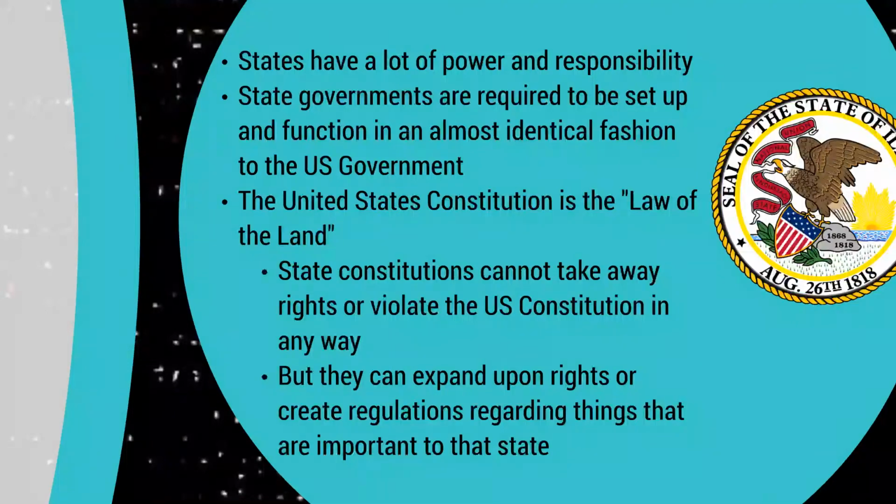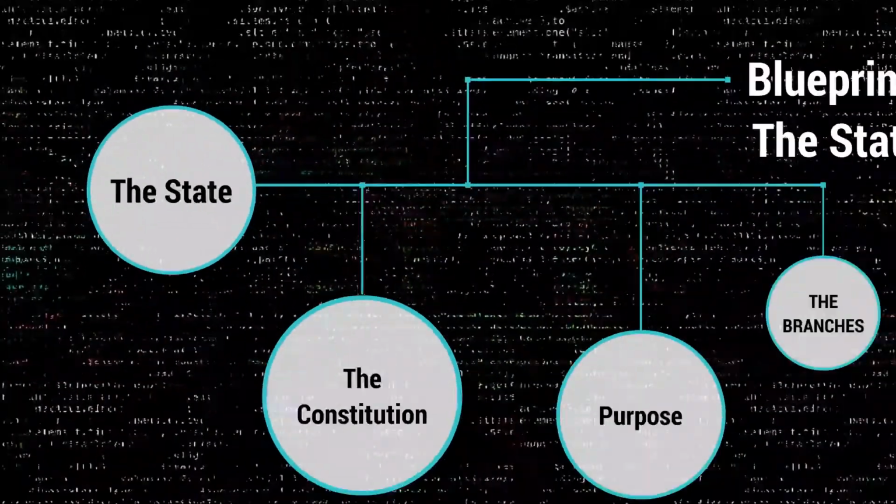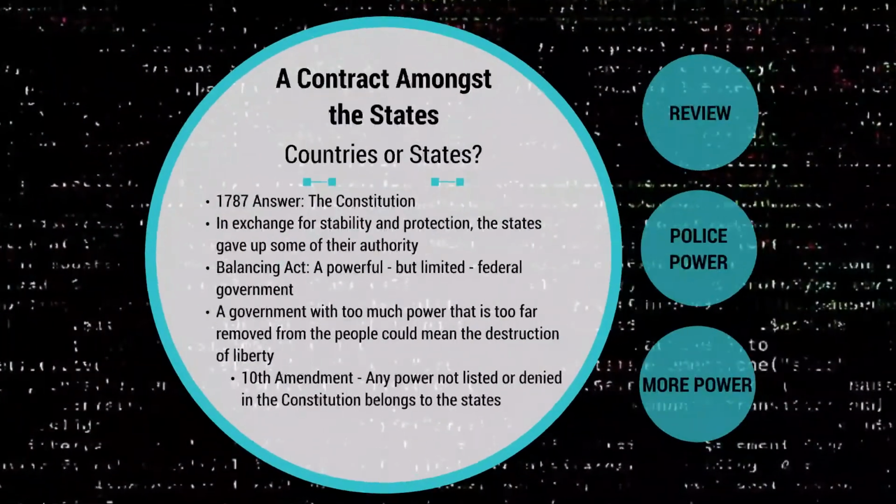Really important thing to understand: the United States Constitution is the law of the land. State constitutions, while the states get to write those, they have to be in the image of the federal Constitution. They can add to the rights, they can expand on rights, they can expand on the concepts that are in the Constitution, but they can't contradict those things and they can't take them away. So that's very important to know and to understand. All right, we're going to talk about that relationship more in this section too.